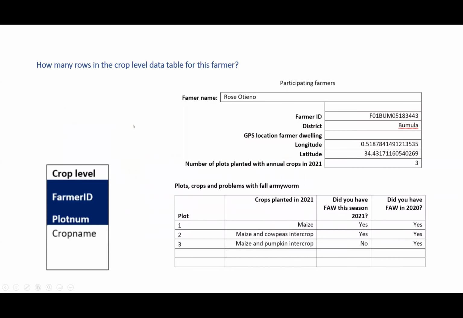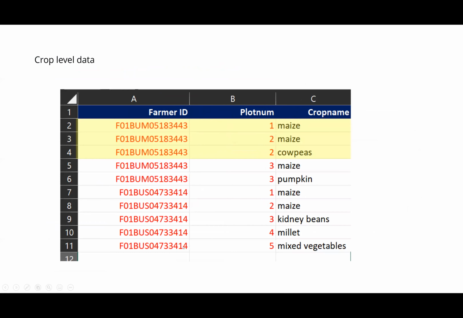And they come from here. Maize in plot 1, maize in plot 2, cowpeas in plot 2, maize in plot 3, pumpkin in plot 3. And that yields 1, 2, 3, 4, 5.